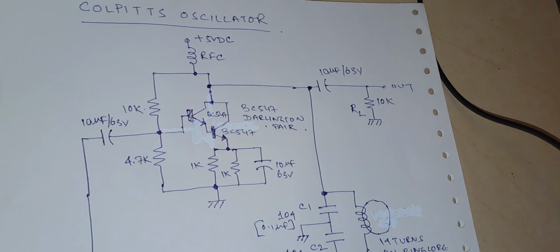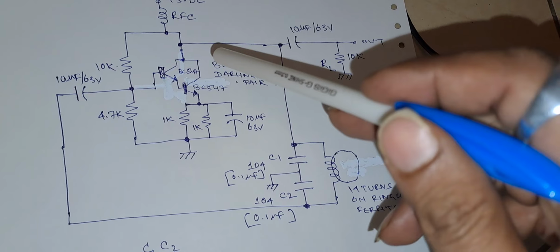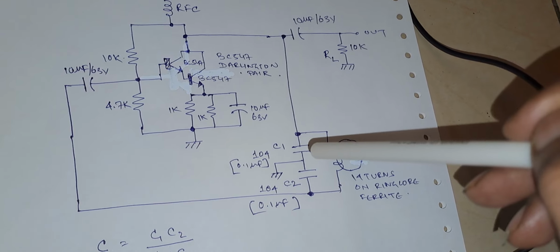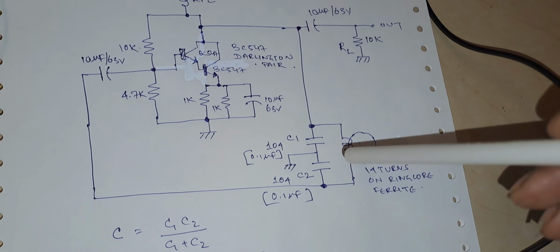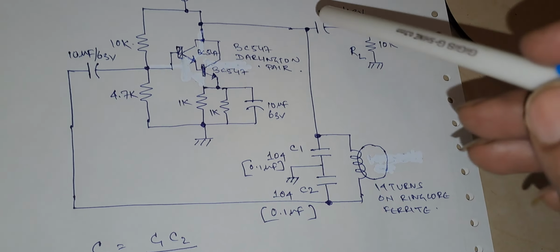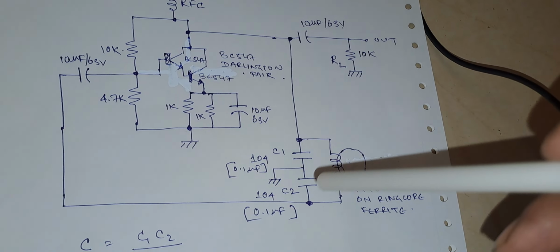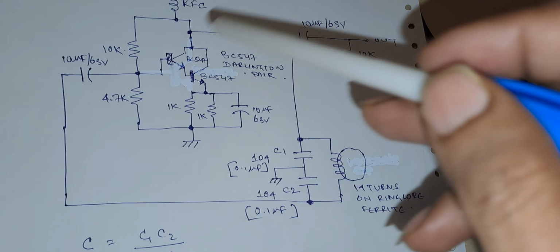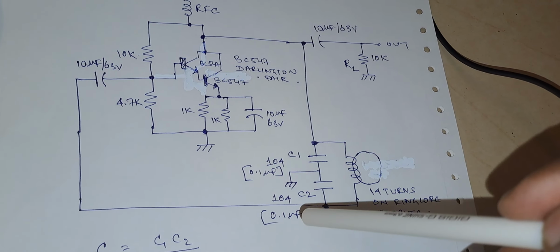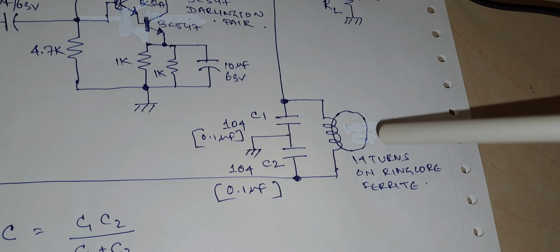Now I am going to explain the circuit diagram further. You can see there is a feedback loop connected between the collector and the base. In this feedback loop there are two capacitors C1 and C2 connected in parallel with a coil. This is the main Colpitts oscillator element. A fraction of the output is fed to the input and it is continuously oscillating. For C1 and C2 I am using 0.1 microfarad capacitors, and this is my coil. I am using a ferrite core with 14 turns of wire on the ferrite core.